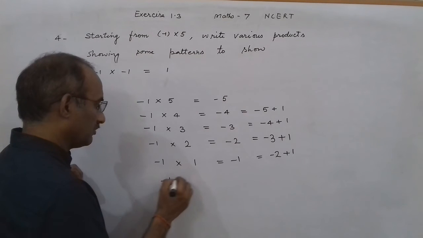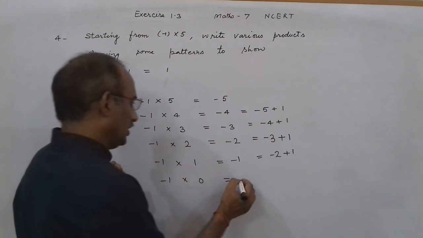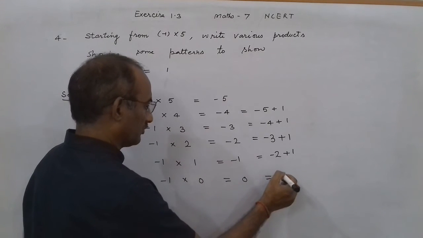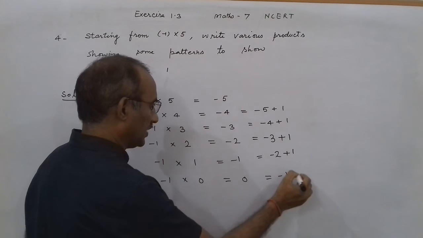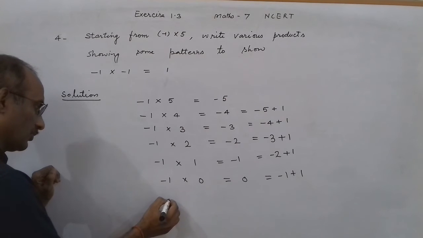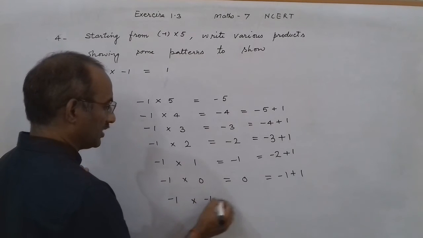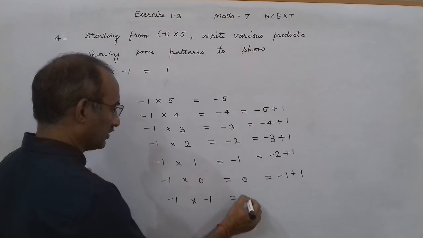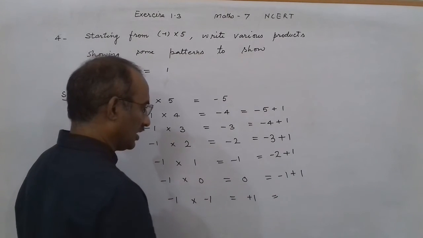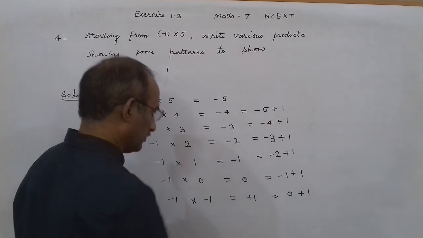Now -1 multiplied with 0. So it is 0, and 0 can be written as -1 and +1. Now -1 multiplied with -1. So here we get +1, and +1 can be written as 0 and +1.